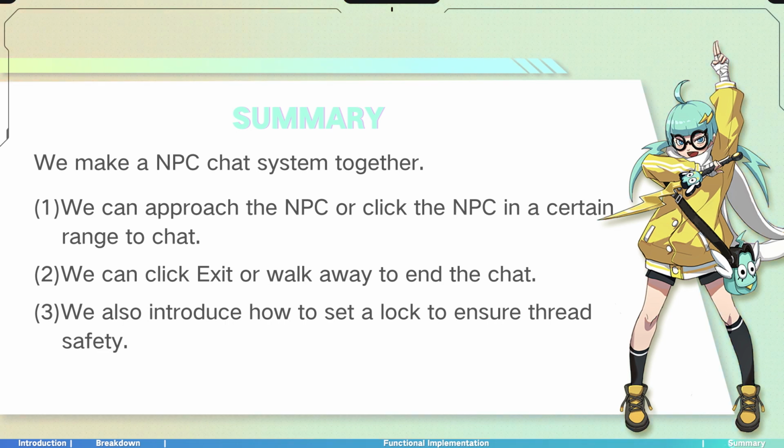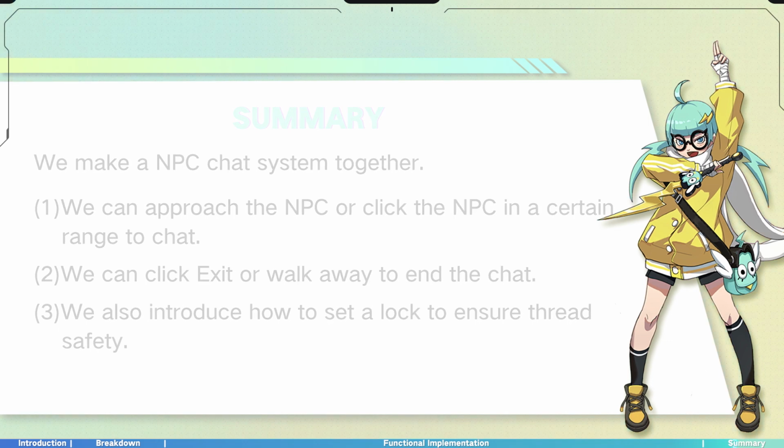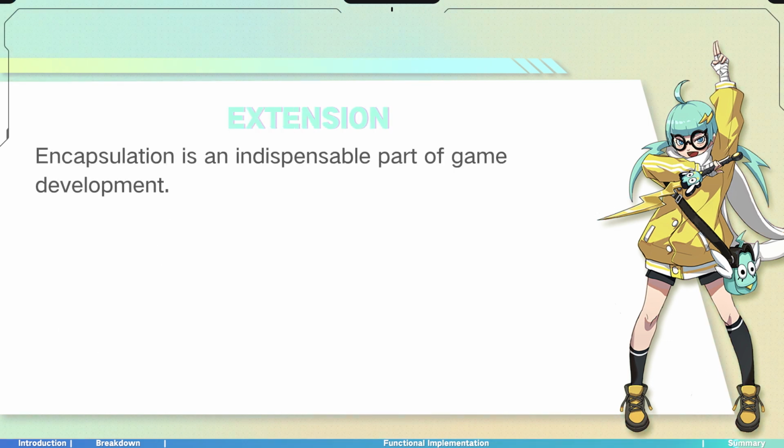When a large number of operations of the same type emerge, we need to find the common points in these mechanisms and use the non-common points as parameters to encapsulate the structure. It is an indispensable part of game development. Here, we take the NPC chat system as an example to demonstrate how to use encapsulation in game production.